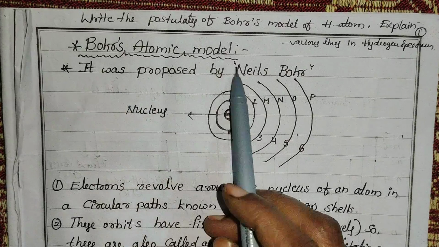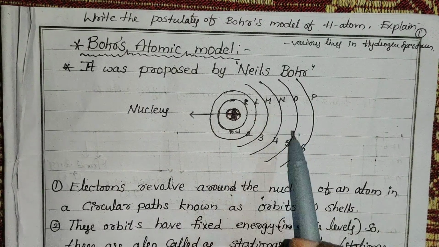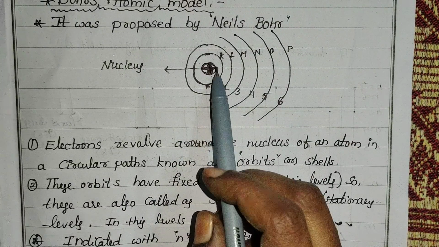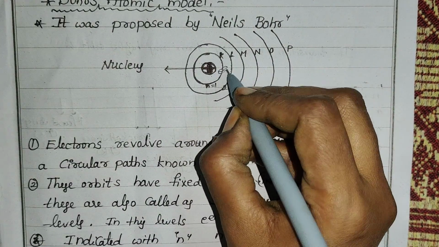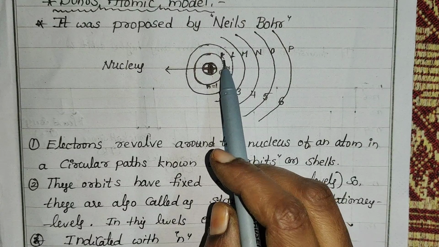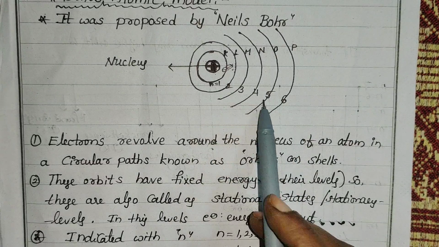Okay, so Bohr's atomic theory was proposed by Niels Bohr. What is the name of the scientist, beta? Niels Bohr. First we have to imagine the center of the atom, that is the nucleus. Around the nucleus electrons are revolving in a circular path. That path is called an orbit. For those orbits we give the names K, L, M, N, O, or like that, 1, 2, 3, 4, 5.